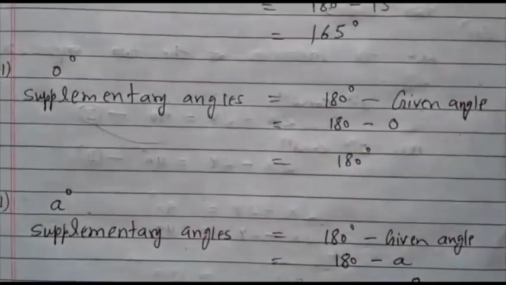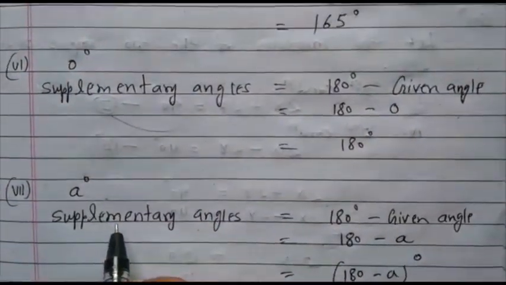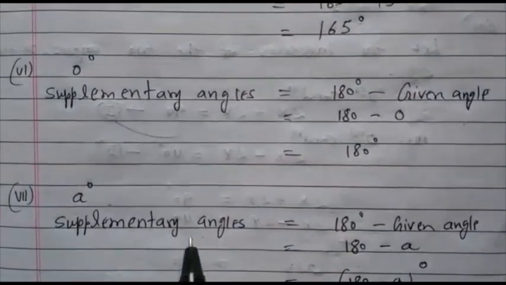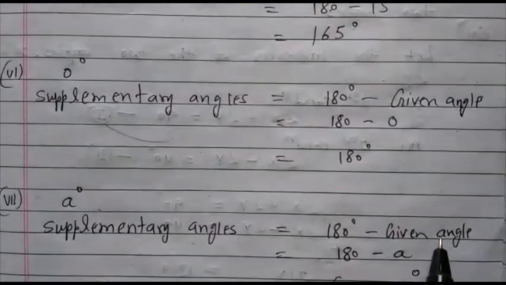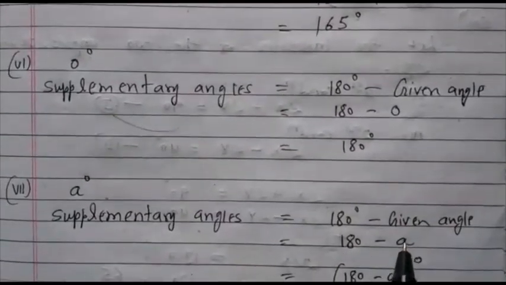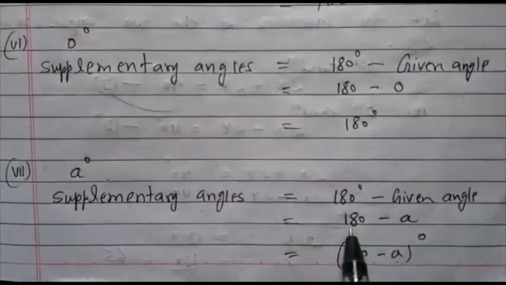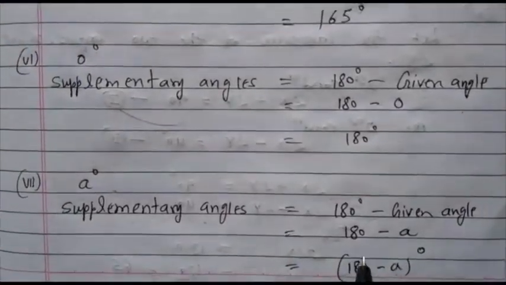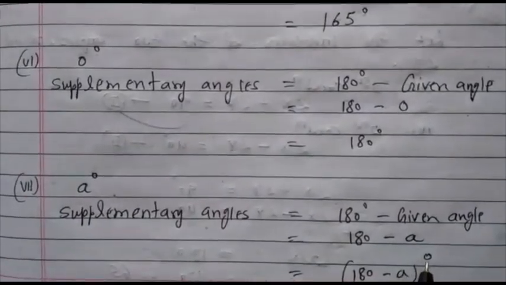Now in the next question, the given angle is what? A degrees. We want to again find out the supplementary angle. Supplementary angle is equal to 180 degrees minus the given angle. 180 minus A. Now 180 is a number, A is an alphabet. So both are unlike terms. So we have to write down as it is. 180 minus A degrees.